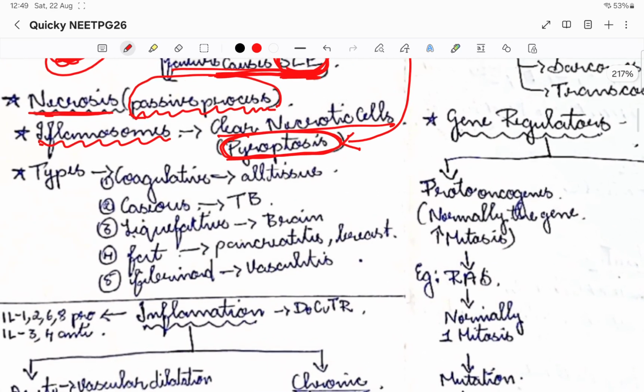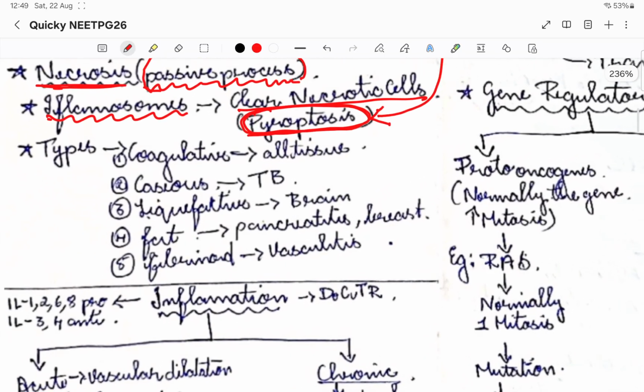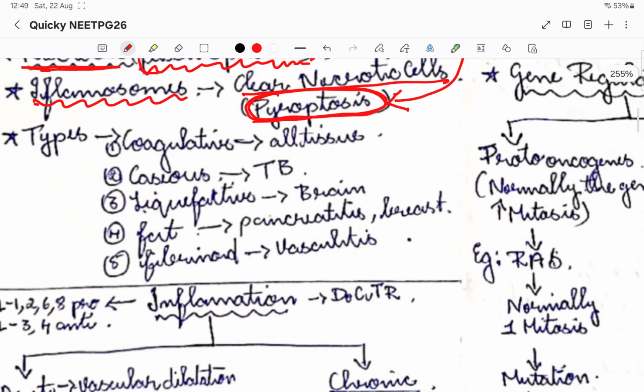Then what are the types of necrosis? We have been studying this since our second year, all the types of necrosis, gangrenes and all. The types of necrosis are coagulative necrosis, caseous necrosis, liquefactive necrosis, fat necrosis and fibrinoid necrosis. It will be easier when you learn an example of each. Coagulative necrosis is in all the tissues. Wherever there is necrosis in our body, skin, muscle and all, it will be coagulative necrosis.